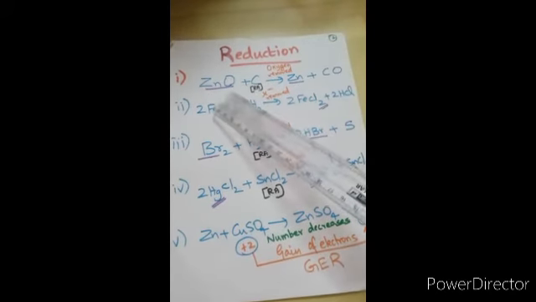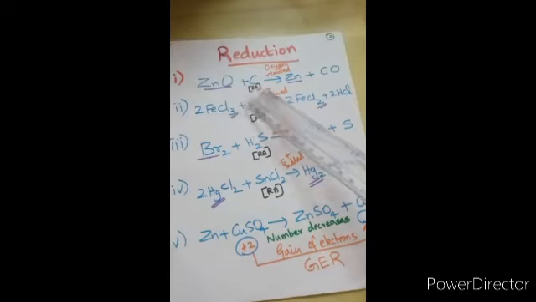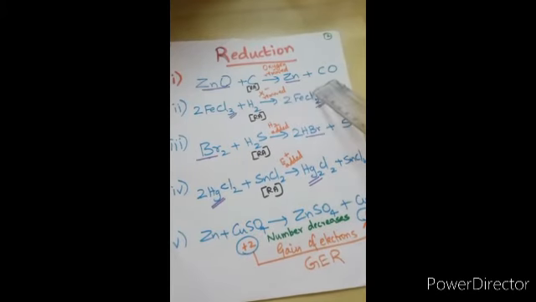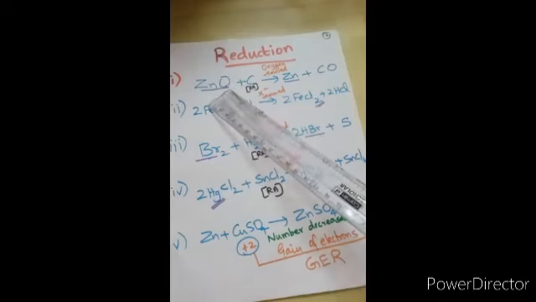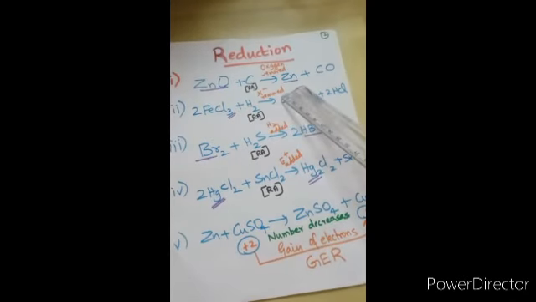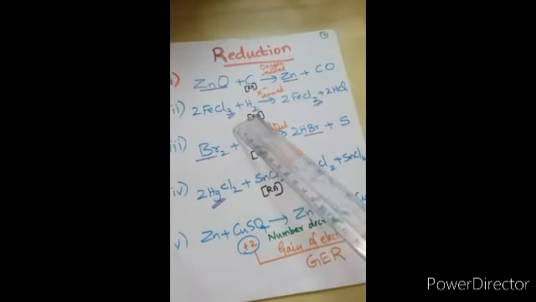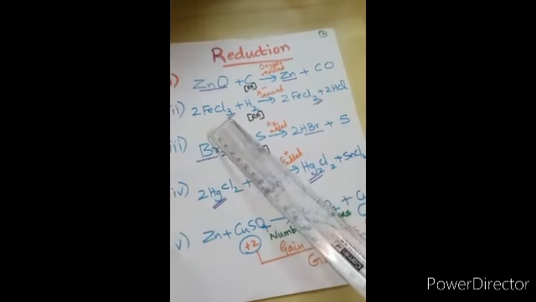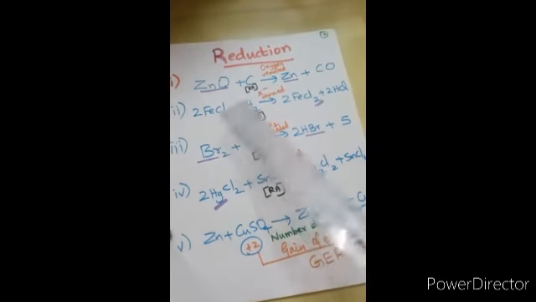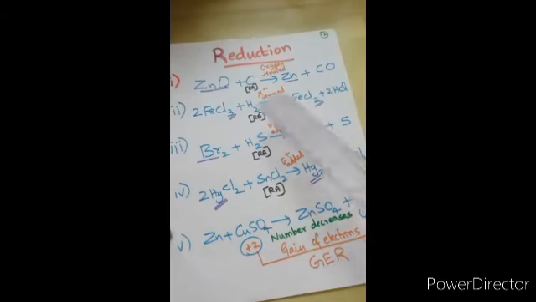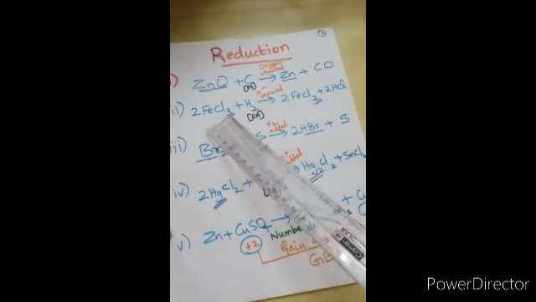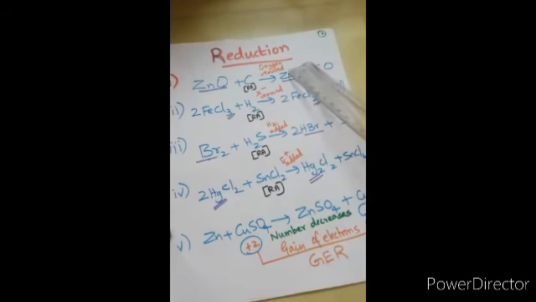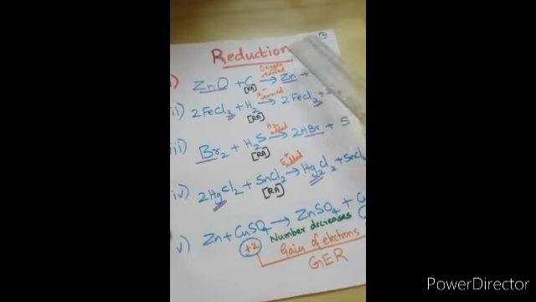Let us take the first example. Zinc oxide reacts with carbon to give zinc and carbon monoxide. From zinc oxide, the oxygen has been removed, hence it is called a reduction reaction. In the second case, ferric chloride FeCl3 has been changed to FeCl2. There is a reduction in the number of chlorine atoms, which is an electronegative element. So, loss of an electronegative element is also called as reduction.